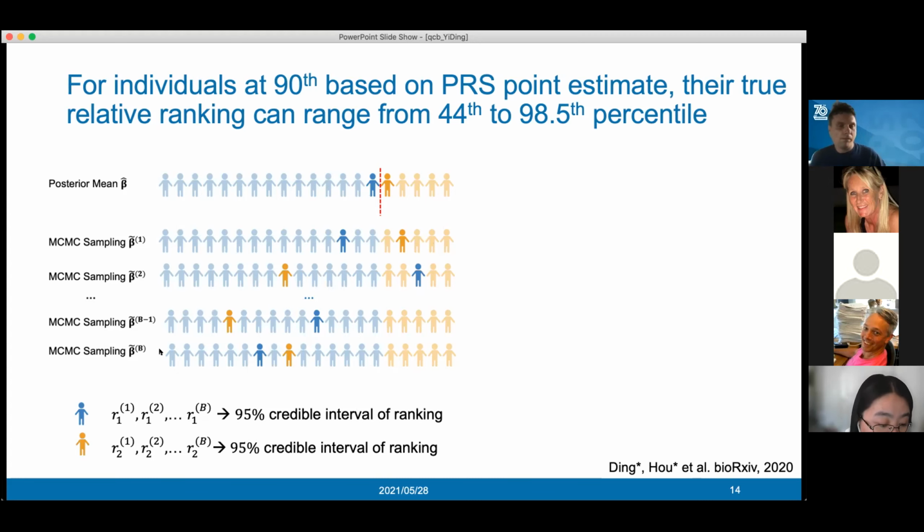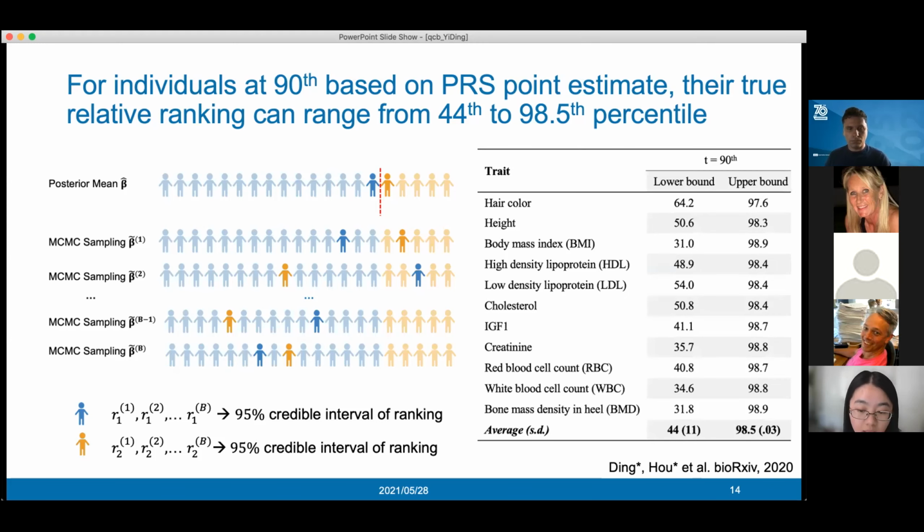And we repeat this process for all posterior samplings of the genetic effect. Therefore, for each individual, we will have a ranking for each sample, which forms a posterior distribution from which we can get a 95% credible interval. And in real data, we find the true relative ranking can vary a lot for individuals at the 90th percentile.